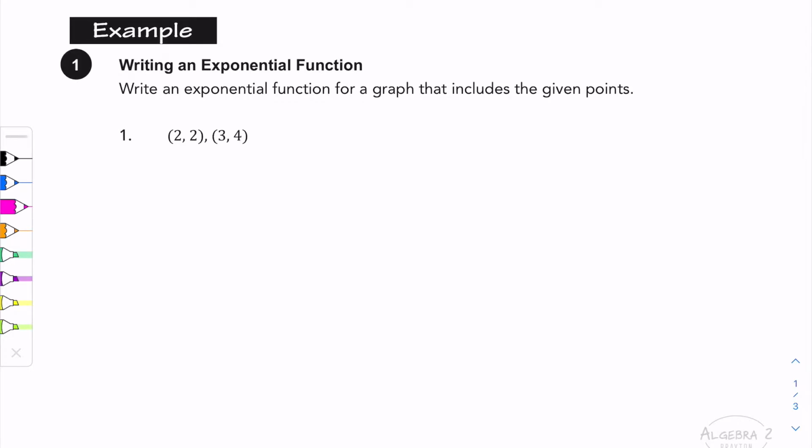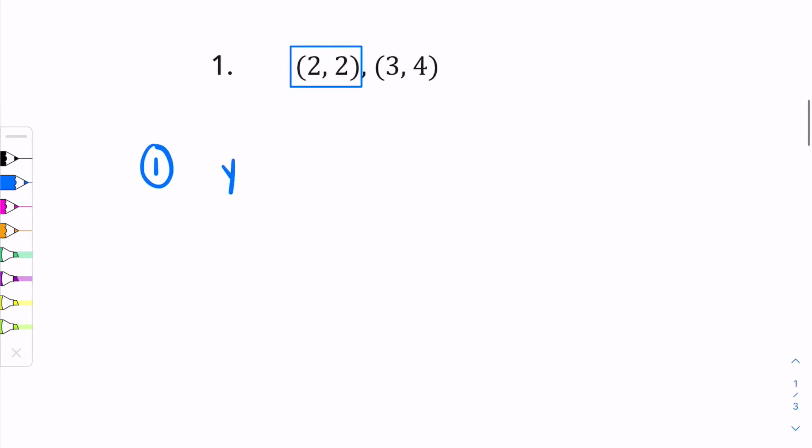So for example number 1, the first step is to pick one of the points, substitute it into the general function, and solve for a. I'm going to start using 2, 2. I'm using the form y equals a times b to the power of x, and I'm picking the point 2, 2. All right, we had 2 points to choose from. I picked the first point. I'm going to label x, y. I'm going to substitute x and y in to my general form function.